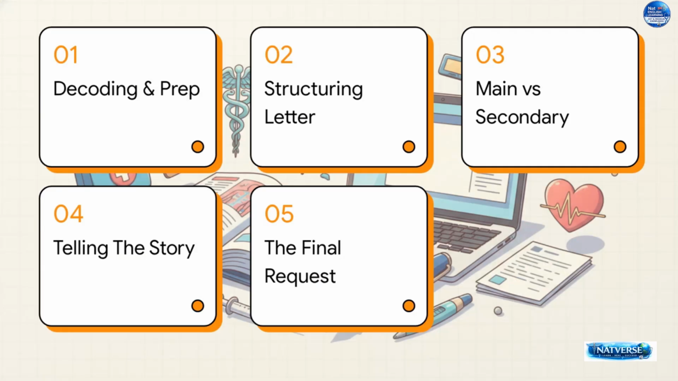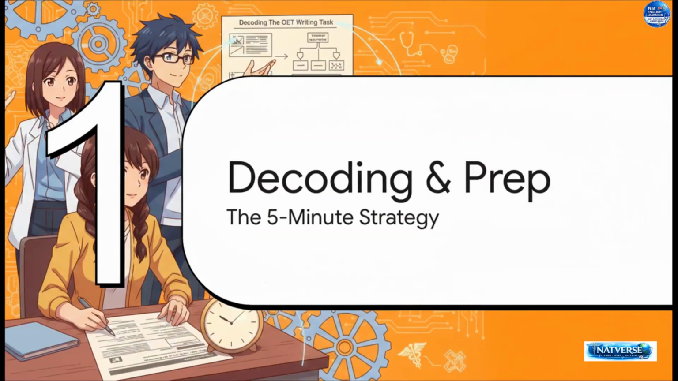Okay, let's dive into this. Here is our chronological roadmap for today. 1. Decoding the OET writing task. 2. The 5-minute prep strategy. 3. Structuring your referral letter. 4. Separating main versus secondary issues. And finally, 5. Telling the patient story. Section 1. Decoding the OET writing task and the prep strategy.